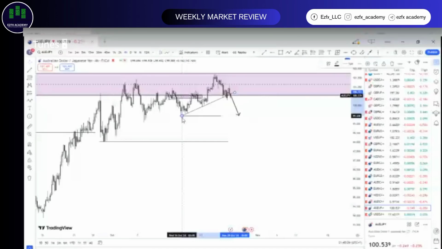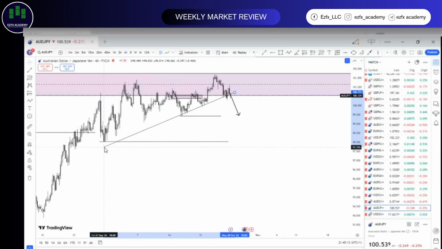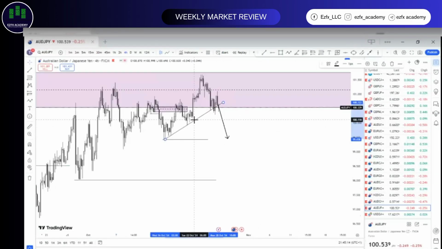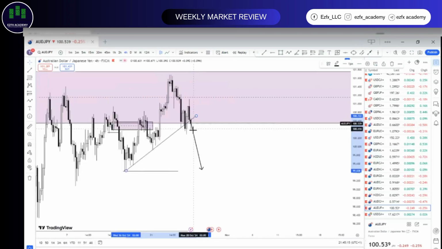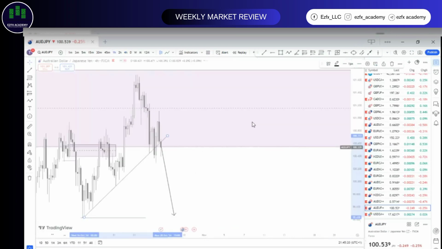I think I am leaning... Let me see. No, does it connect? No, it did not connect. So I think I'm leaning towards that on AUDJPY for a sell. So let me see, because you asked for it. Let me go down to the 1 hour time frame. I think I'll stop on either the 1 hour or the 2 hour time frame.